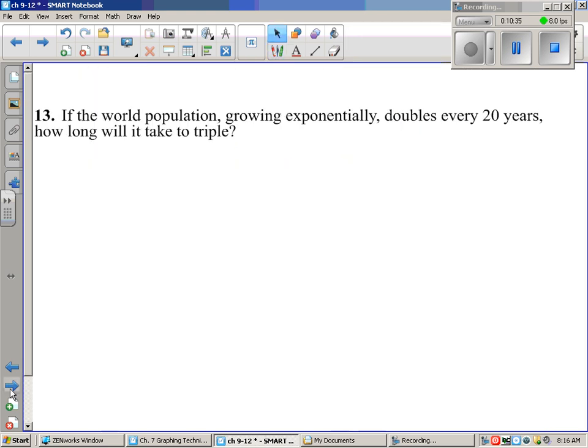If the world population is growing exponentially, doubles every 20 years, how long will it take to triple? So once again, it doesn't look like we have a lot of information, but we actually have plenty. Just to go back to what we're dealing with here, we certainly weren't given K, but we do have some information. What we do know is that we have the world population and it's growing exponentially, so we understand that's using the growth context, and it's doubling every 20 years.